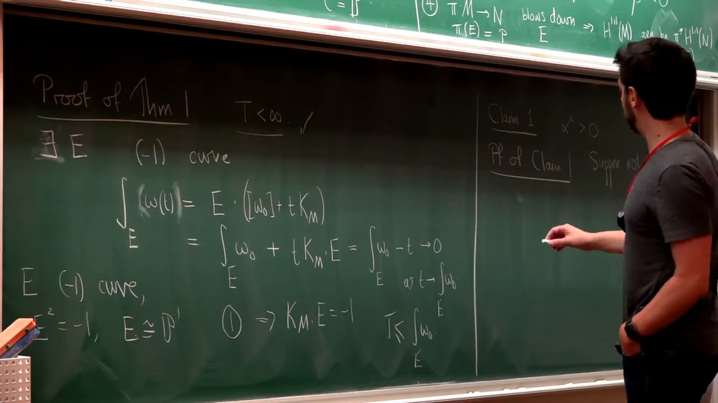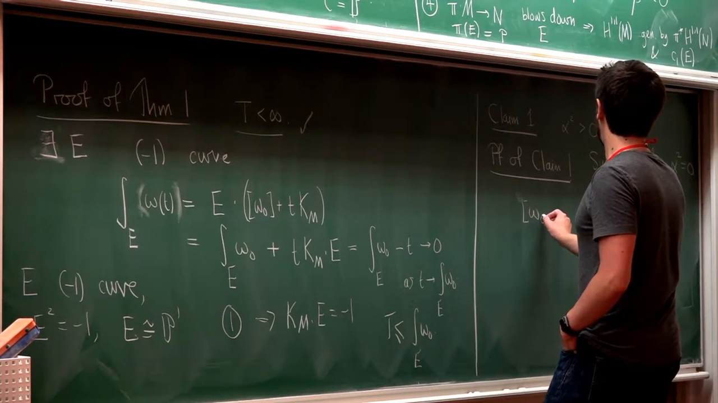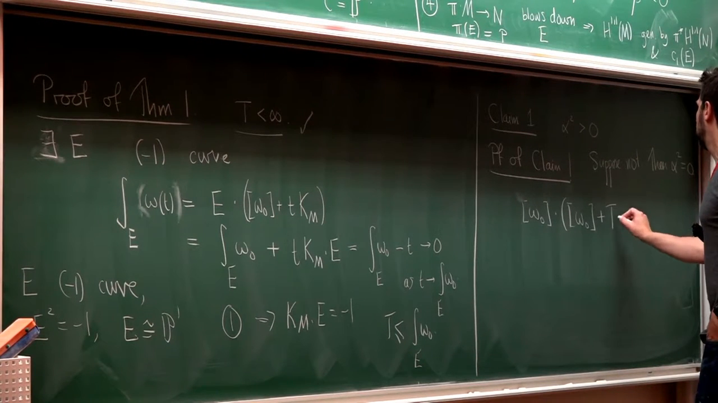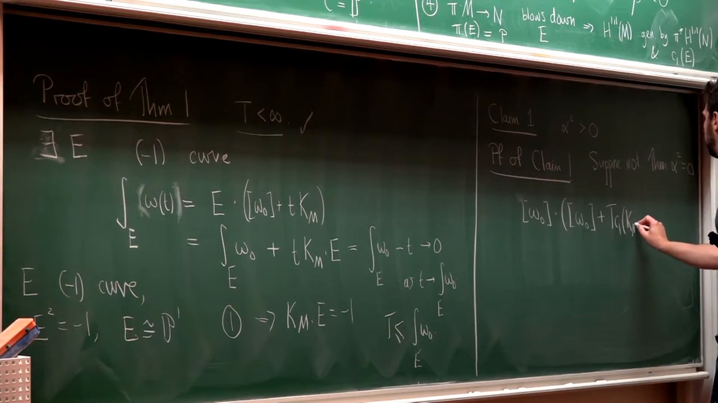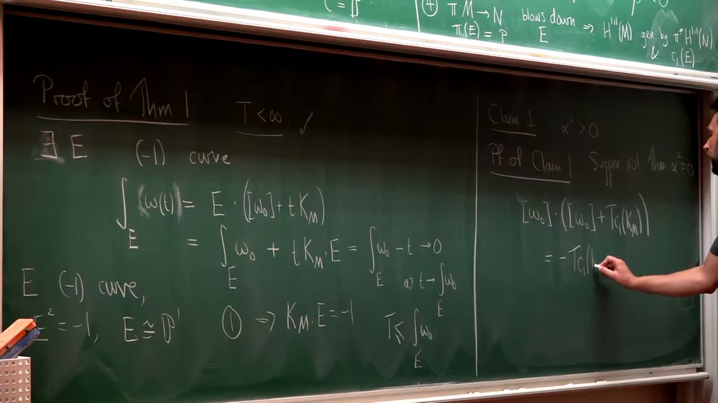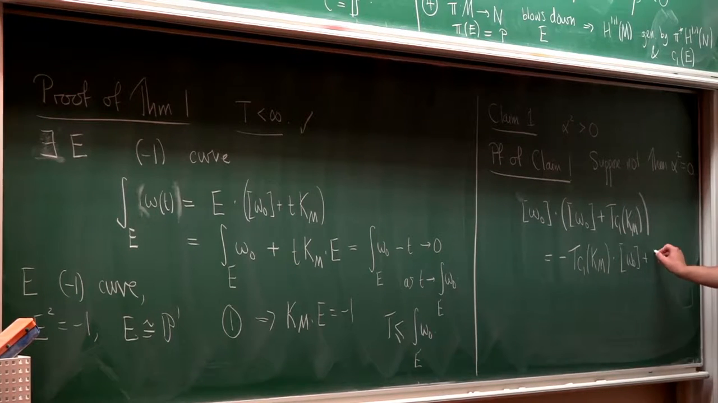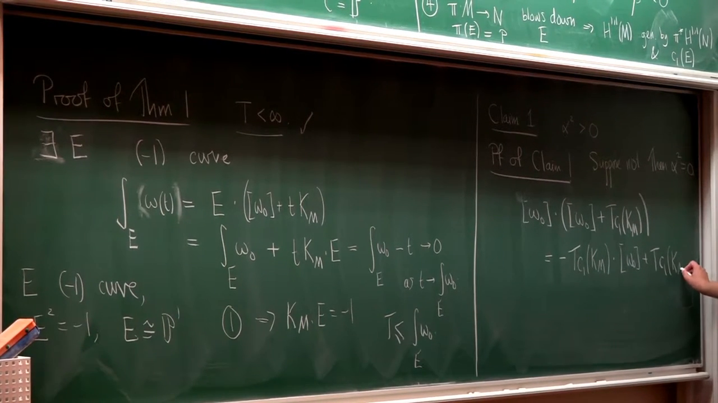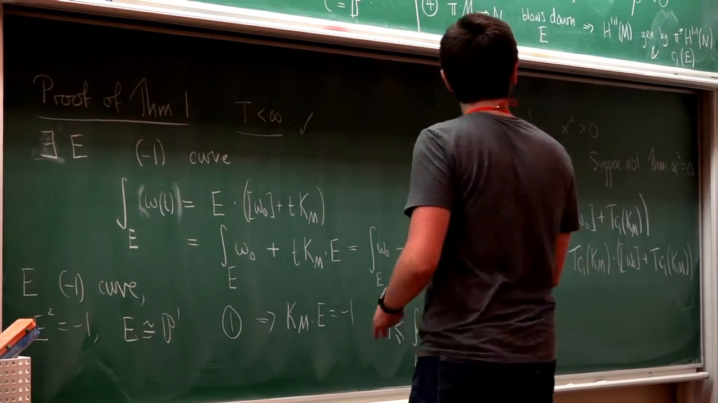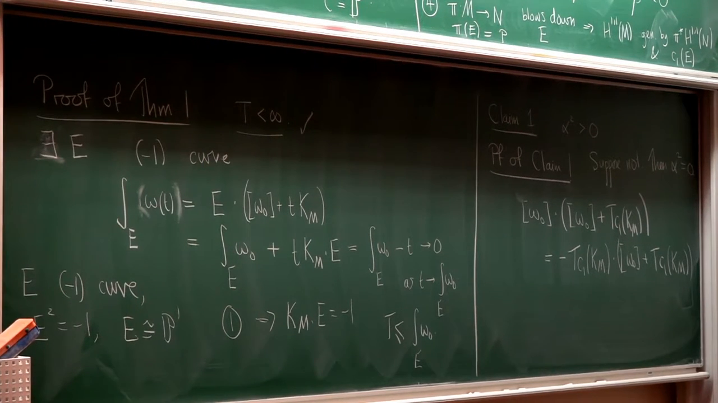But then, by definition, that says that if I take omega naught intersect with omega naught plus t c1 of K_M, this is the same as minus t c1 of K_M dot with omega naught plus t c1 of K_M. I just put this on the other side. This is just exactly saying alpha squared. Remember, this is the same as plus c1 of K_M.